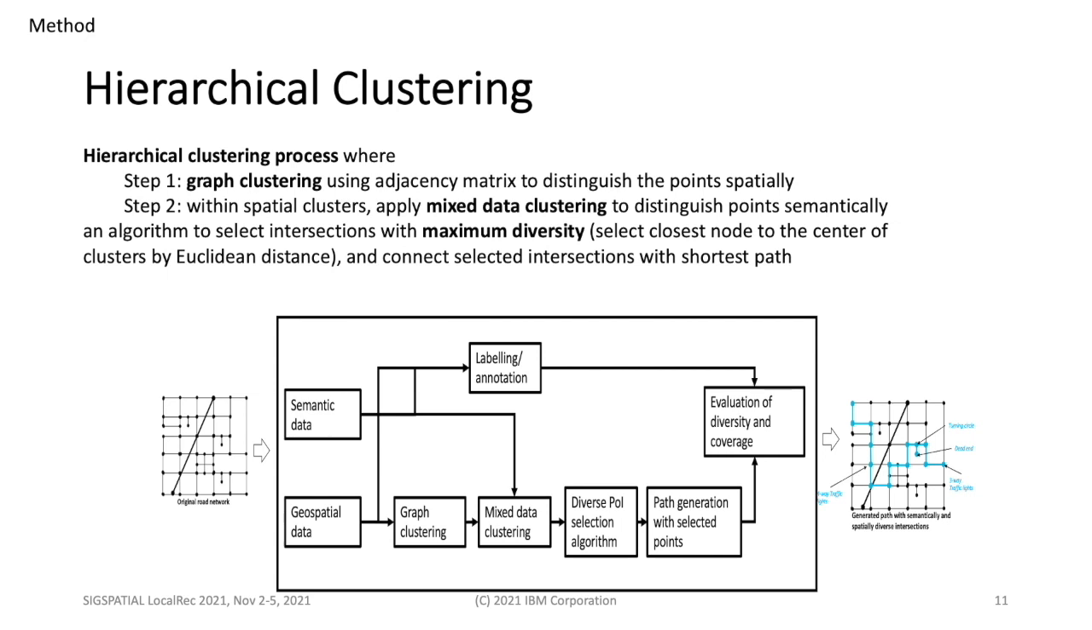So the input would be all the intersections that are within a given area. After the process of semantic and graph clustering, we end up with a path that is connected by the shortest path, composed of intersections that are both semantically and spatially diverse. Next, I will introduce you to the clustering methods that we will be using and the concept of graphs.